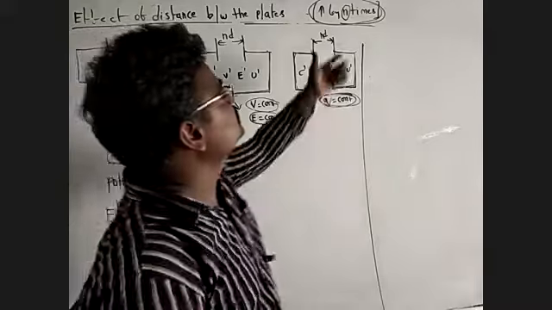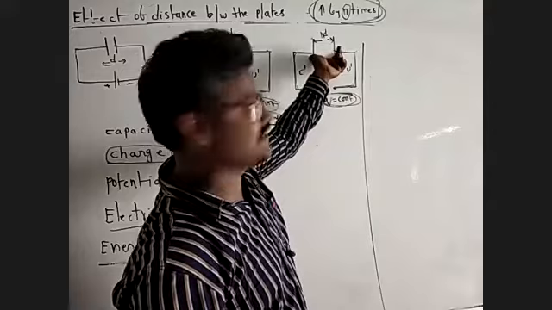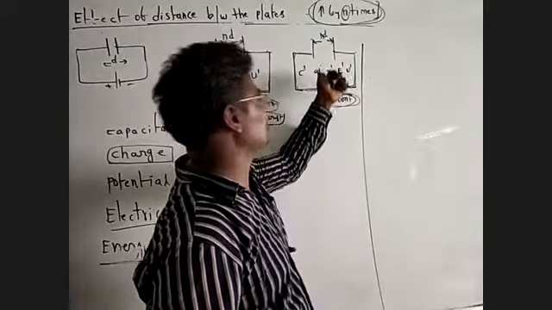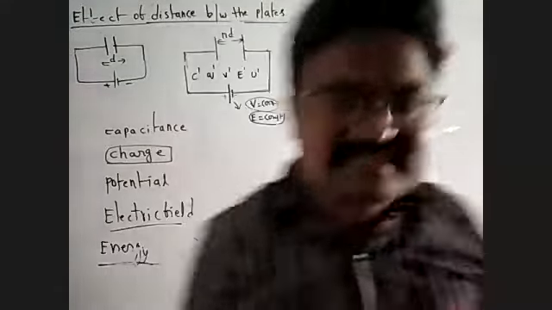Similarly, here the distance between the plates is increasing by n times. What is C dash? Q dash, V dash, E dash, U dash. The values may increase or decrease.